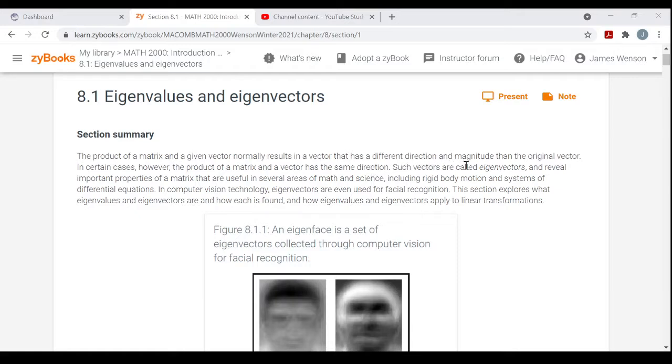Such vectors are called eigenvectors and reveal important properties of a matrix that are useful in several areas of math and science, including rigid body motion and systems of differential equations. In computer vision technology, eigenvectors are even used for facial recognition. This section explores what eigenvalues and eigenvectors are, how each is found, and how they apply to linear transformations.